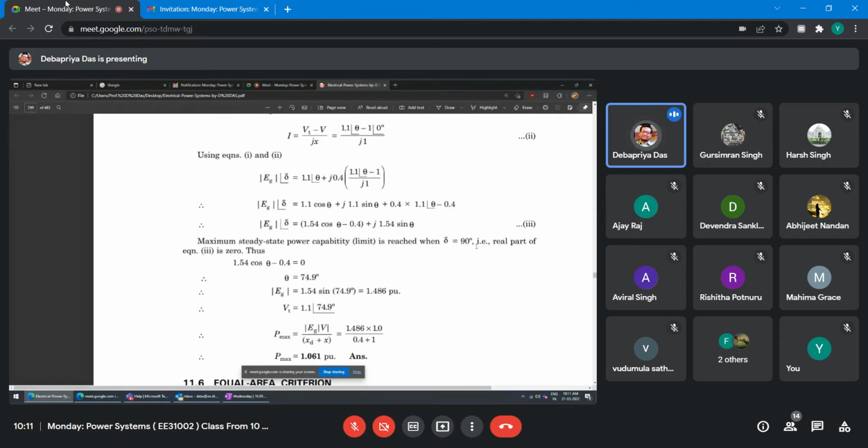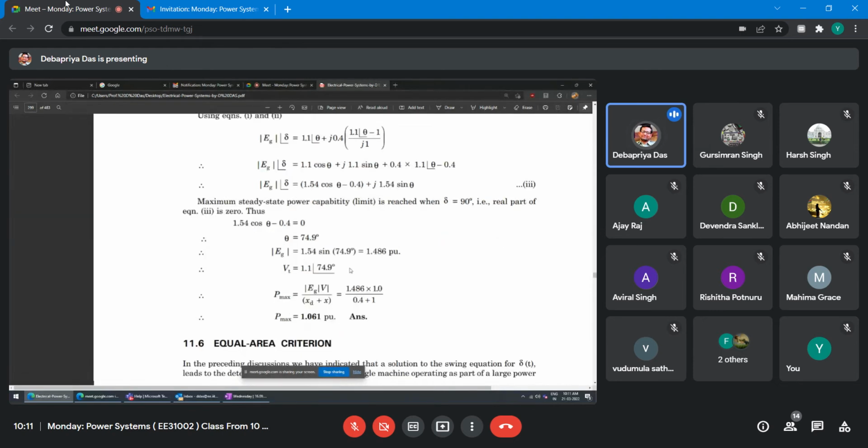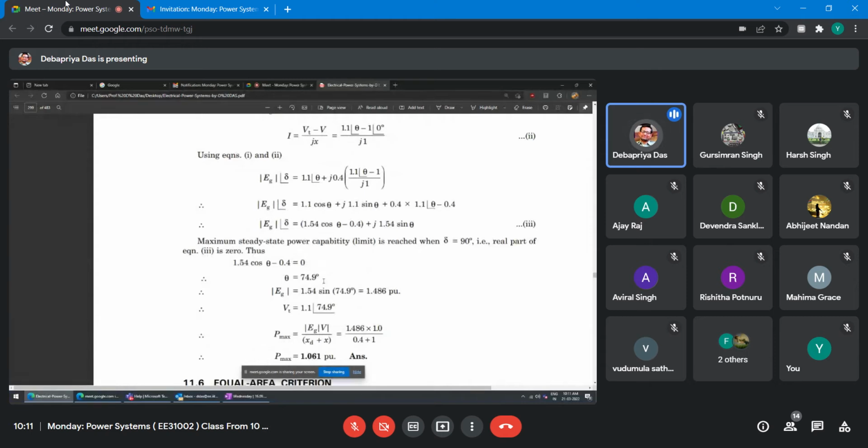If delta is 90 degree, therefore the real part of this is zero. That means this part is zero: 1.54 cos theta minus 0.4 is equal to zero. Therefore, theta is equal to 74.9 degree. Therefore, the magnitude of Eg will be 1.54 sine of 74.9 degree, because the real part is zero and we are taking the magnitude. That is 1.48 per unit.